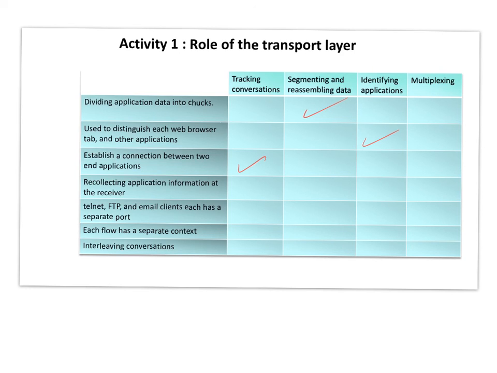Recollecting, Telnet and FTP, they all have separate ports. This is part of identifying the application. So this is the way that we identify the application. Each flow or conversation or communication has a separate context. This is also tracking conversation. And interleaving communications, or this is multiplexing. Okay.